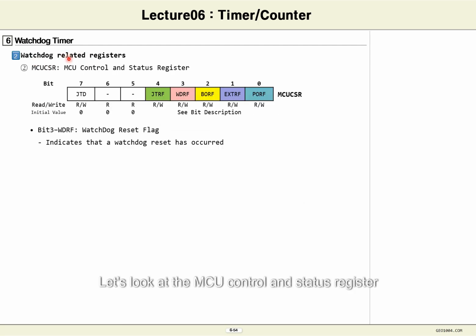Let's look at the MCU control and status register as the second part of the registers related to the watchdog. Here we just need to know the contents of bit 3, the watchdog reset flag bit. It functions as a flag bit that notifies that a watchdog reset has occurred. You should be aware that bit 3 is the watchdog reset flag bit.